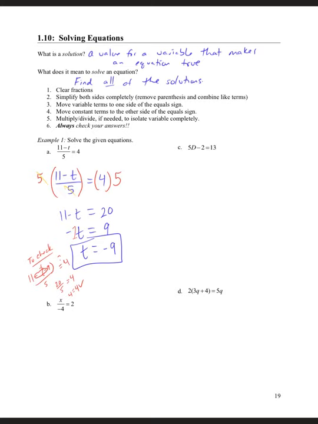All right, let's look at the next one. Let's actually go to letter C right next to it. So we have 5d minus 2 equals 13. Looking back at our steps, there's no fractions to clear. Simplify both sides, remove parentheses, combine like terms.